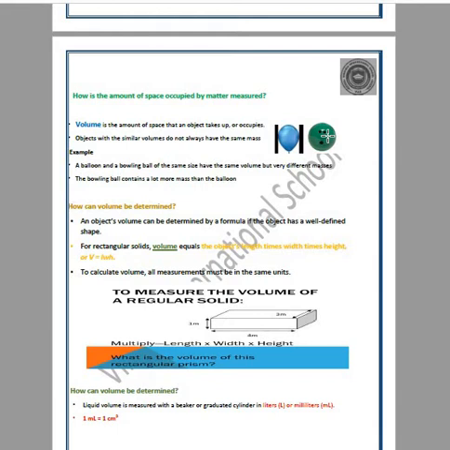We multiply the length by the width by the height to get the volume of a regular solid. Of course, the unit will be cubic meter or cubic centimeter, according to the unit that we use. And take care that the unit has to be the same for length, width, and height before calculating the volume.